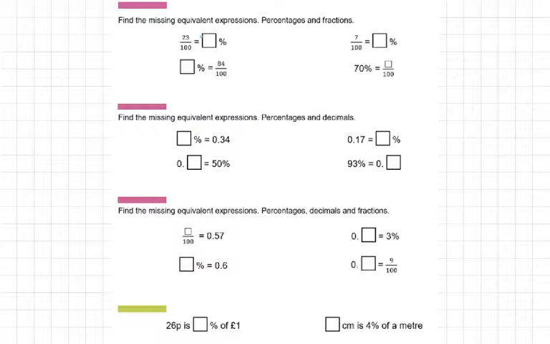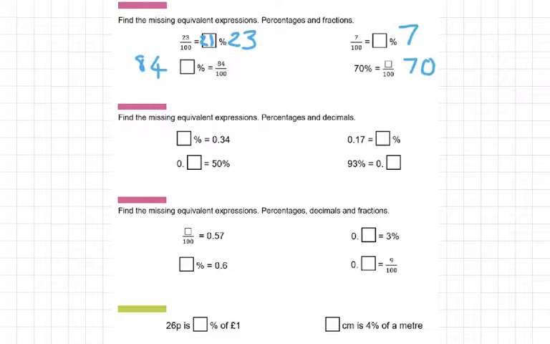23 over 100 is, no, I can't write it that small, is 23%. Below that, 84 over 100 is 84%. 7 over 100 is 7%. And 70 over 100 is 70%, which is 70 over 100.